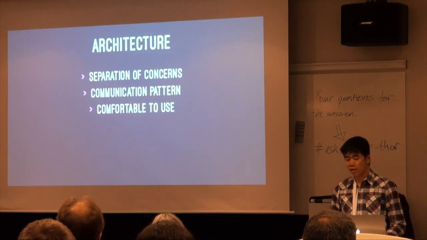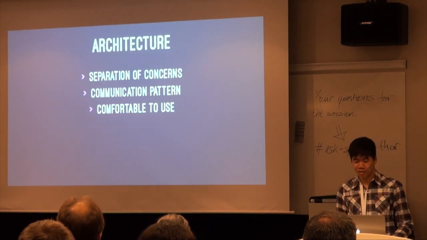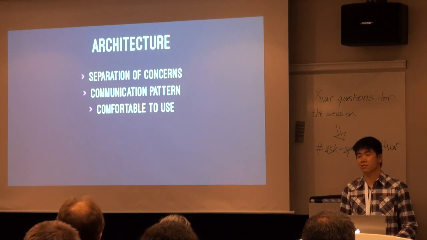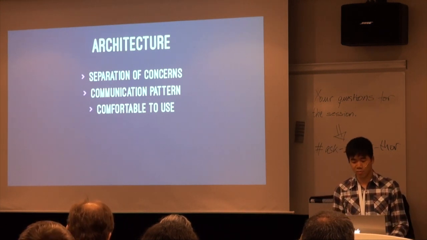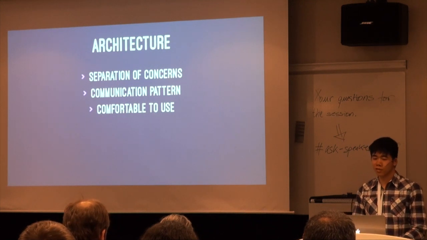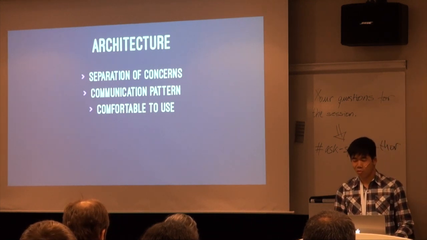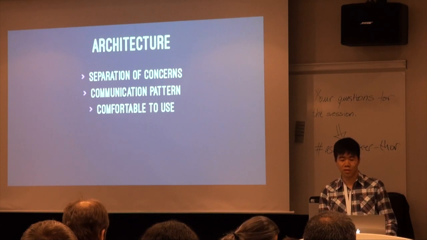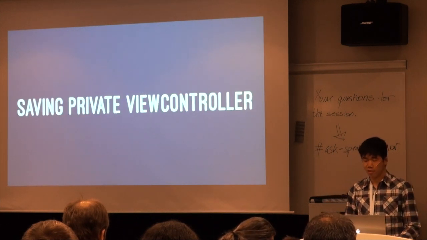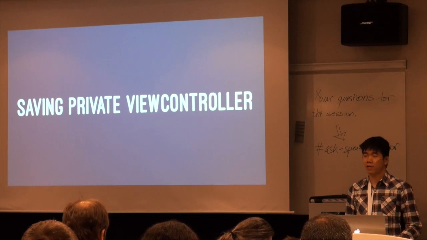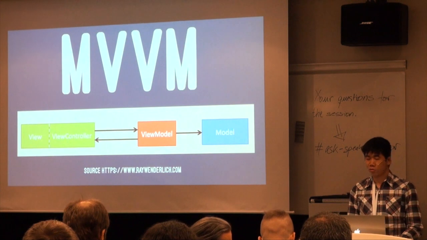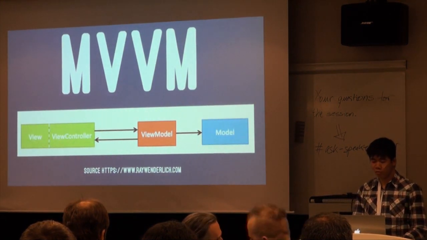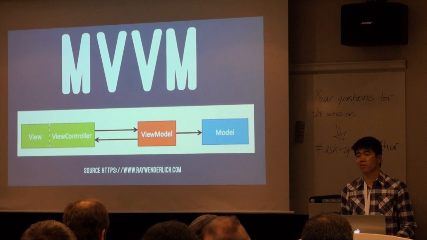So what do you think of a good architecture? Well, it should have a clear separation of concerns, a good communication pattern, and be comfortable to use. This is the most important thing to me. You and your team must agree on this and feel comfortable working with it. Otherwise, it could be useless. So I think our job here is to not fight against the MVC and just to save it. That's why I think MVVM, short for Model View ViewModel, is good enough.